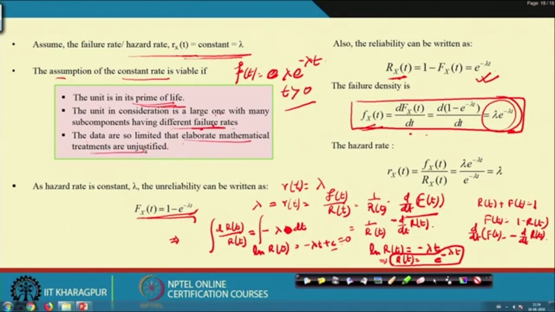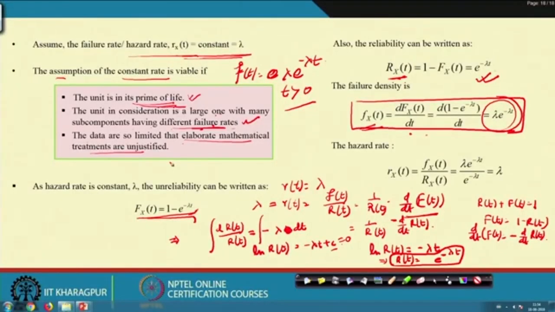So when you go for the exponential distribution, first, it is the prime period of life at component level, or you have a system with many parts with different failure rates and you are aggregating all those failure rates, so then also the exponential distribution is useful. Or otherwise, you do not have enough data to understand what the actual failure distribution is. Under such cases it is better to use the exponential distribution, because a higher level or complicated distribution may not serve the purpose, since ultimately you do not know from the data exactly what the distribution is.